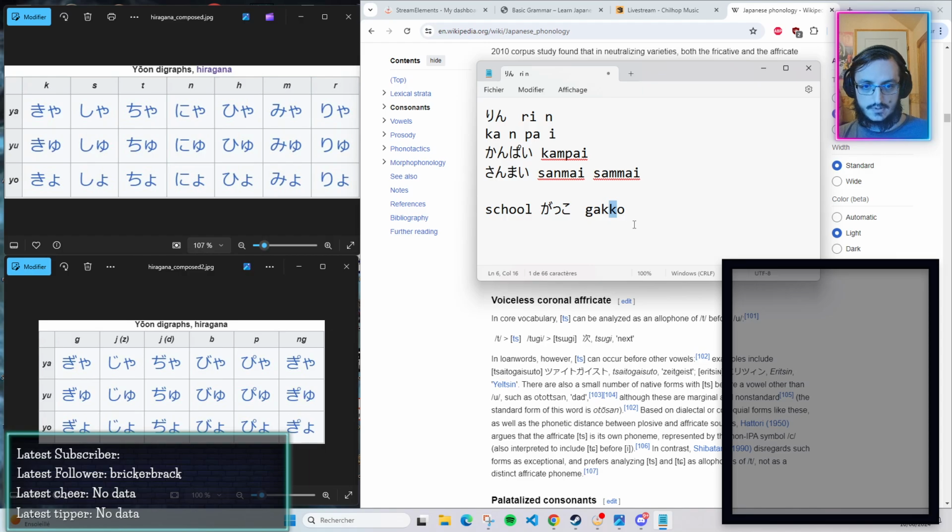So this is gakko. Gakko. So you double it. That's it. So a very important one.